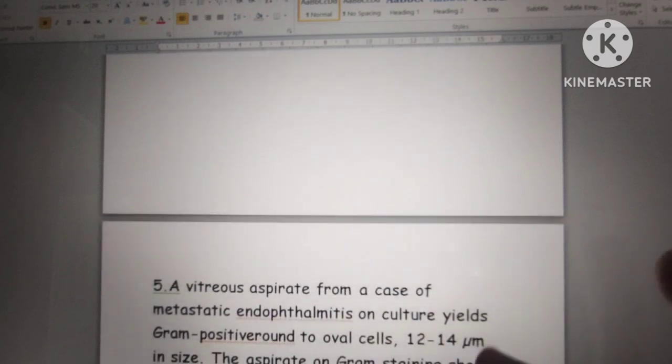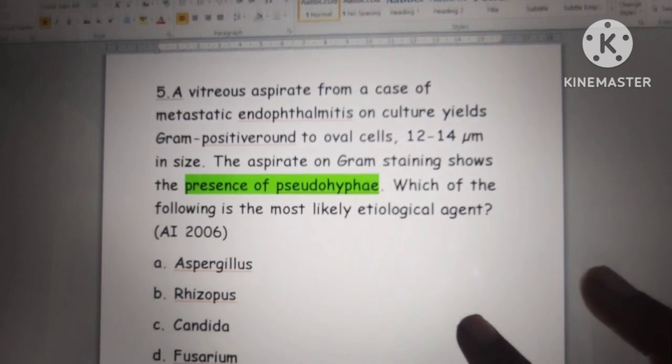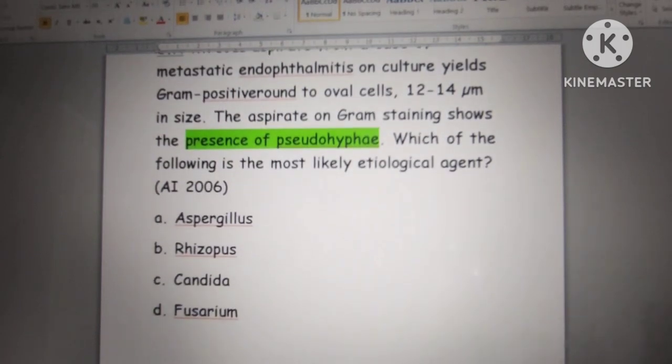Next question. This is an important question, and it has been asked repeatedly. An aspirate from a case of metastatic endophthalmitis, on culture, yields gram-positive round to oval cells of about 12 to 14 micrometers, and the aspirate shows the presence of pseudohyphae. Which of the following is a likely etiological agent? The options are Aspergillus, Rhizopus, Candida and Fusarium.